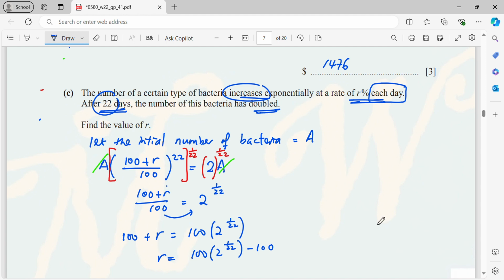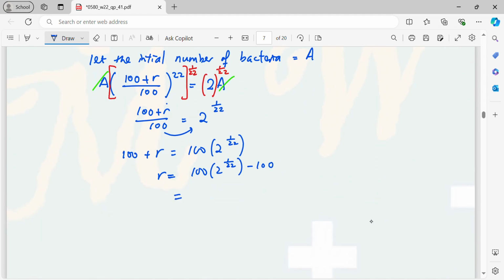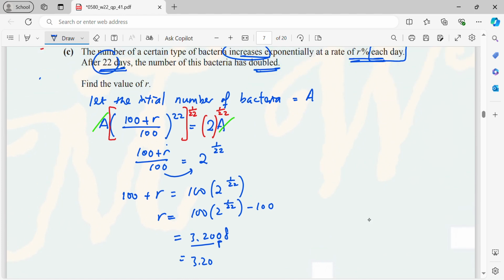And you will be getting 3.2008. And now here you round up to 3 significant figures. So look at this value. Therefore, I will get 3.20. So your R is basically 3.20.